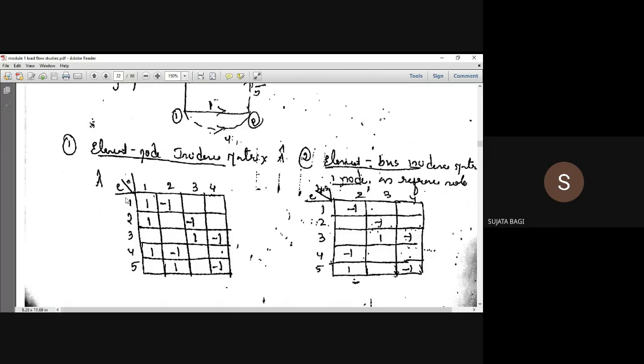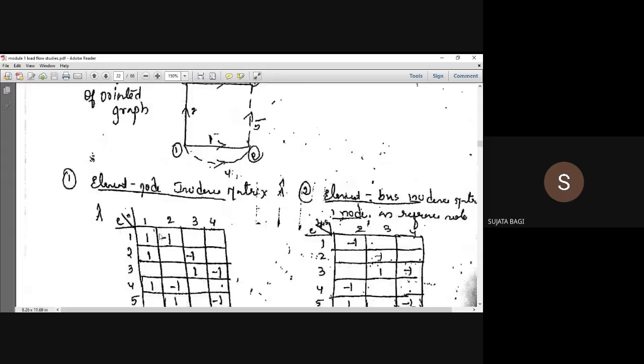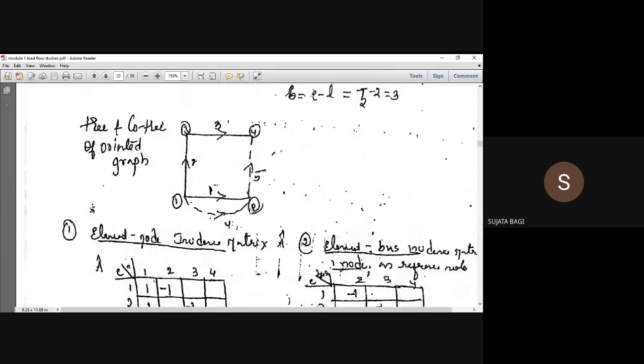Once you form A cap in element to node, you have to get A. What is A? Element to bus. If you remove the reference node, the remaining nodes act as buses. Here I'll take 1 as reference. You can take any, and from an exam point of view, if they specify any bus as a reference, you have to take that specific bus as reference. So now I'll be taking 1 as reference. If you remove this node, then the remaining nodes act as buses.